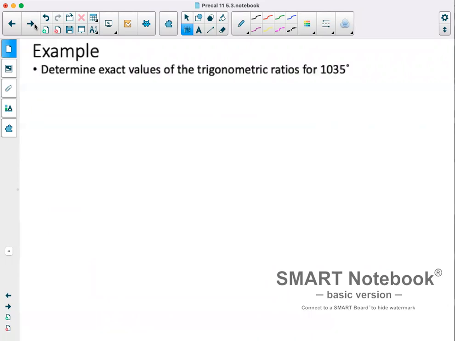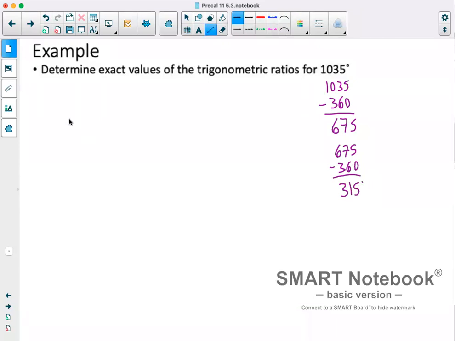Okay, so determine exact values of trig ratios for 1,035 degrees. Whenever we're given a very large angle like this, we'll want to find its principal angle before we start solving. So I have 1,035 minus 360, which gives us 675. We'll take that and subtract 360 from it again, and that gives us 315 degrees.